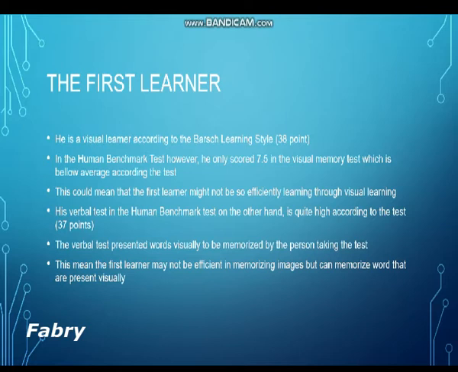His verbal test in the human benchmark test, on the other hand, is quite high according to the test, 37 points. The verbal test presented words visually to be memorized by the person taking the test. This means the first learner may not be efficient in memorizing images, but can memorize words that are presented visually.